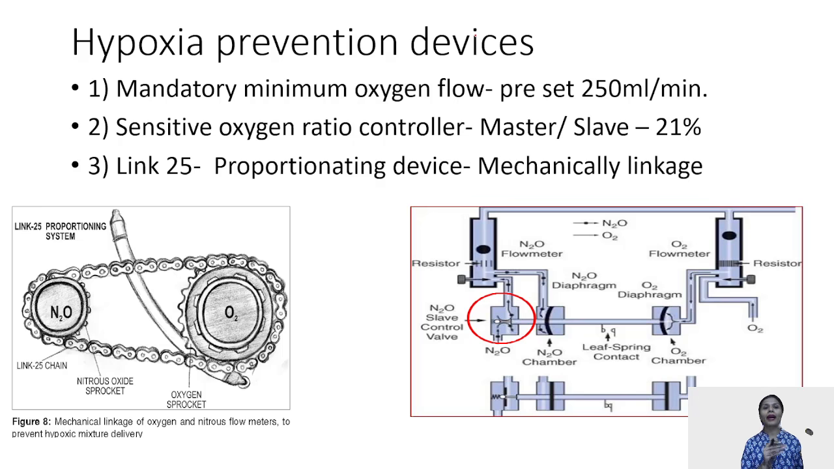The first is mandatory minimum oxygen flow. As soon as you switch on the machine, 250 ml per minute of oxygen is going to start. And whatever happens, you cannot decrease this oxygen if you are going to increase your nitrous. That is the minimum mandatory oxygen flow. It has to flow in the machine irrespective of anything. 250 ml per minute is the mandatory oxygen flow.